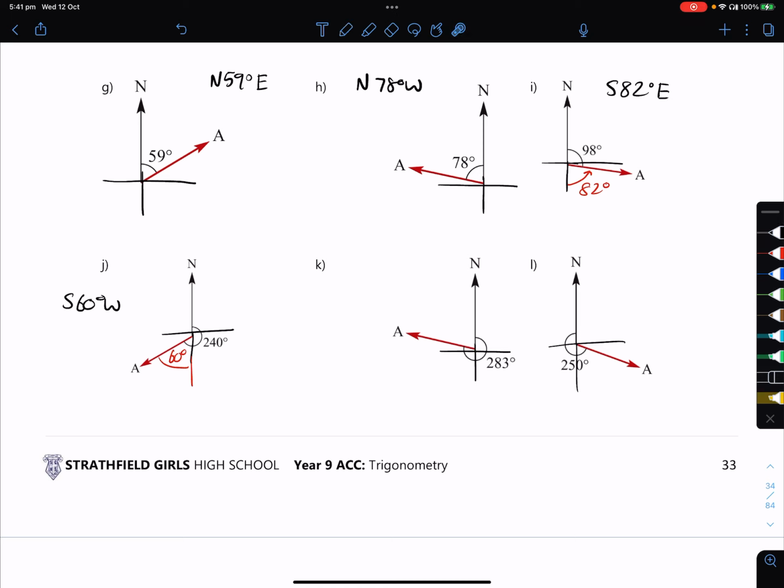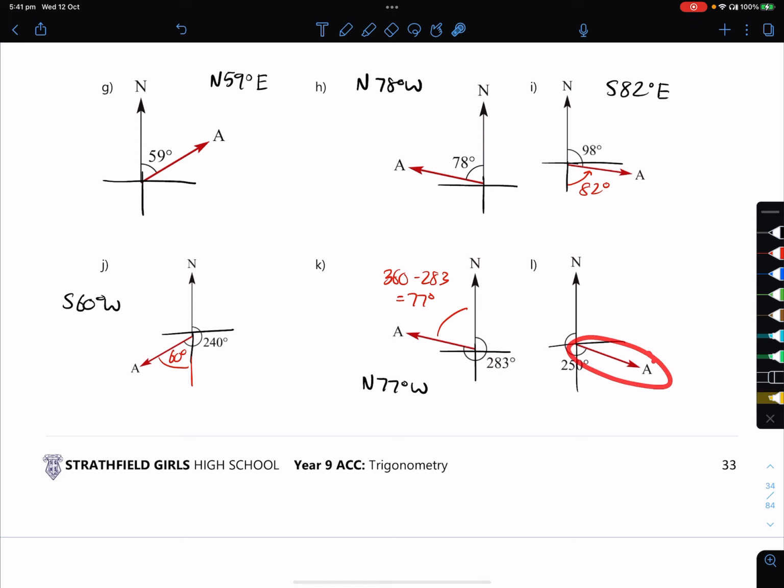Now, as for K, that line is close to north. So we start from north. We have to angle it this way to get to that line. So what is that angle? We have to get 360 minus 283, and 360 minus 283 is going to become 77 degrees. So we say that our compass bearing will be north 77 degrees west, because it's angled towards west.